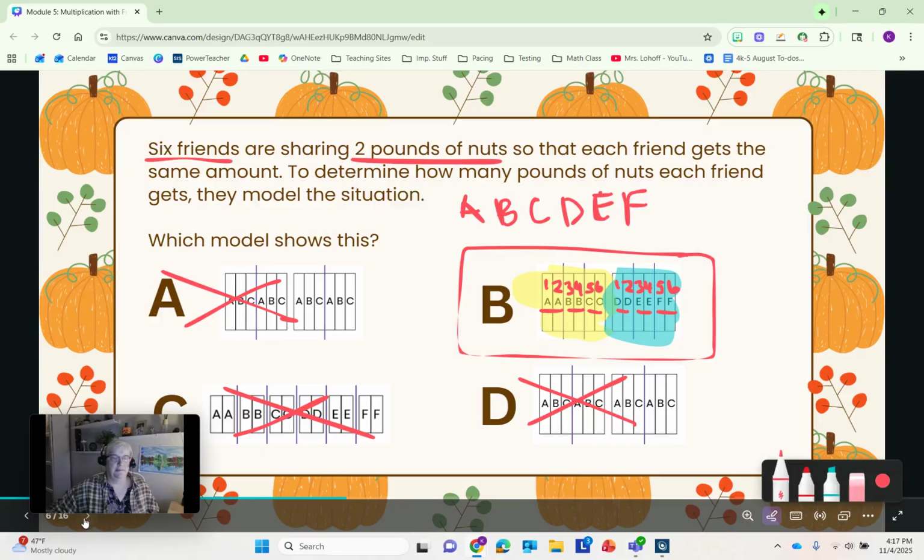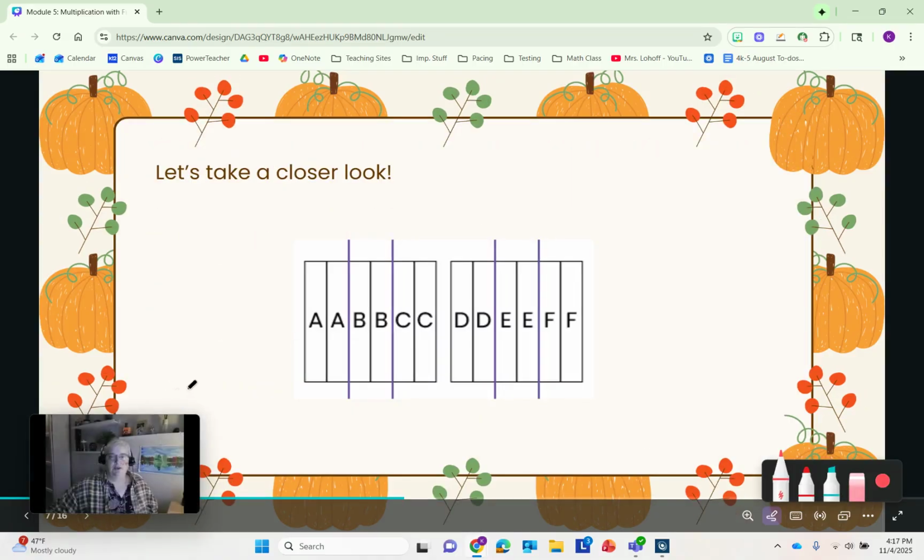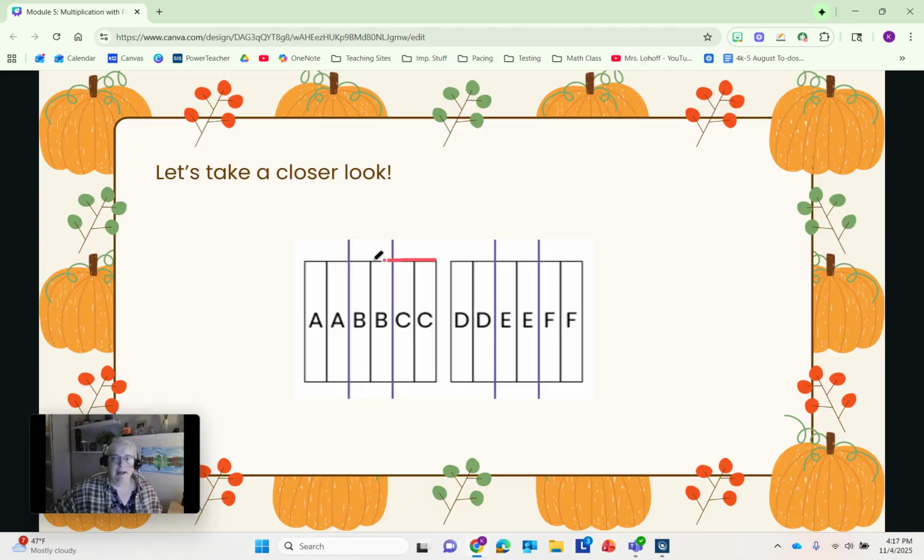Let's take a closer look here. All right. So here you can see again, this is 1 pound of nuts. That is 1 pound. And here is pound number 2. Just like I drew 4 lemon bars, now I'm drawing 2 pounds. Each pound is divided into 6 sections because there were 6 people. 1, 2, 3, 4, 5, 6. 1, 2, 3, 4, 5, 6. And then they gave 1 section to each friend. And they regrouped them so we could see them easier together.